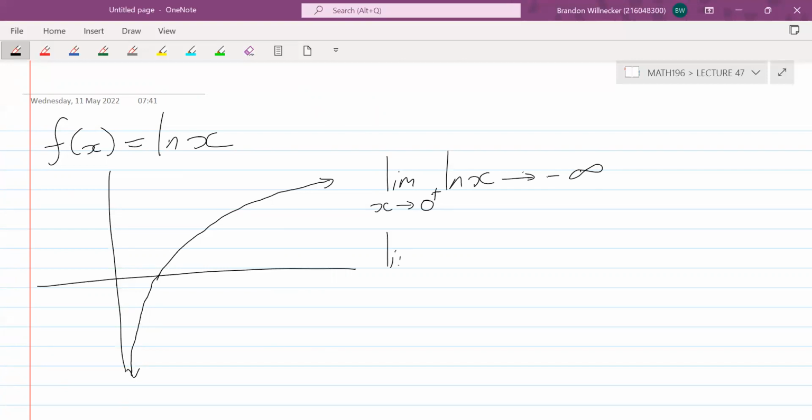And when x goes to infinity, natural log of x, this also goes to infinity. So it may look like the graph is leveling off and appearing to be constant. However, the natural log of x is unbounded. So as x goes to infinity, the function also goes to infinity. So the natural log of x is unbounded.